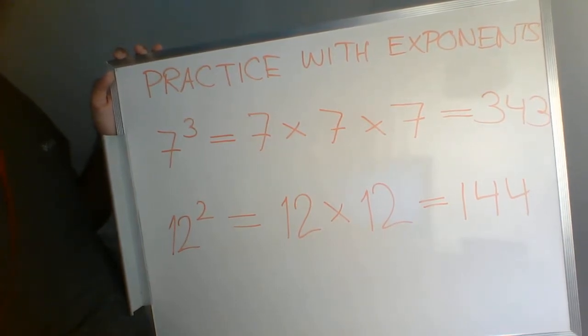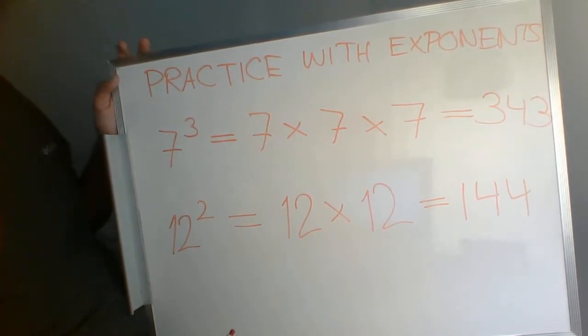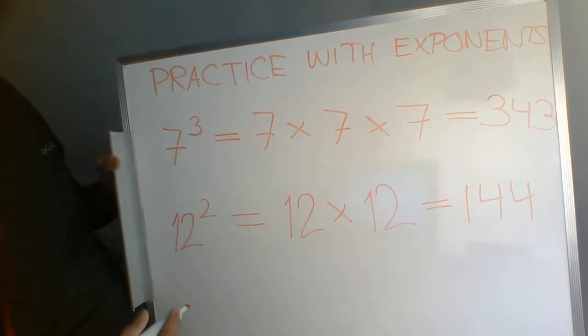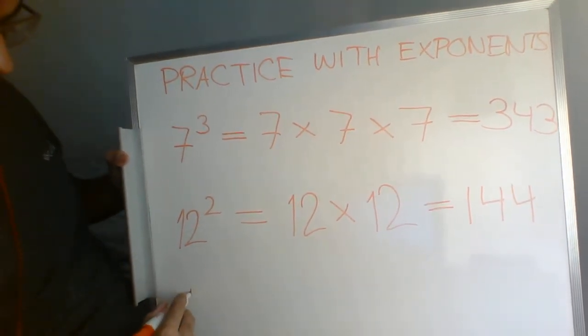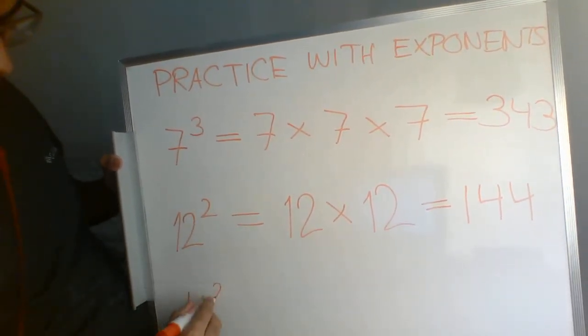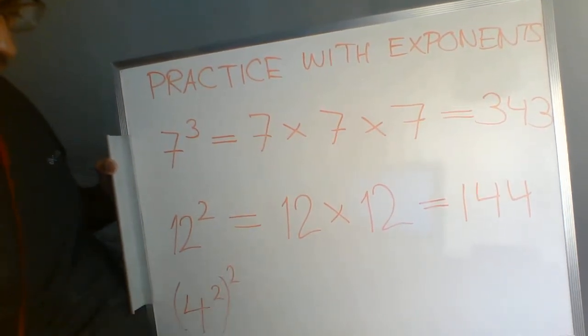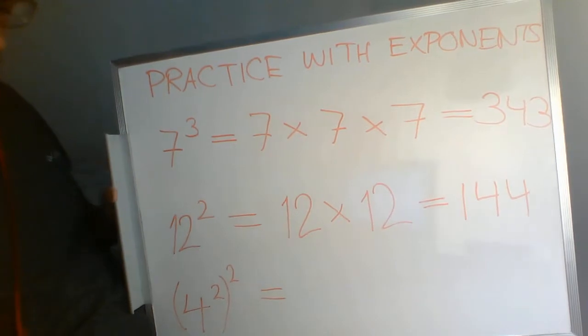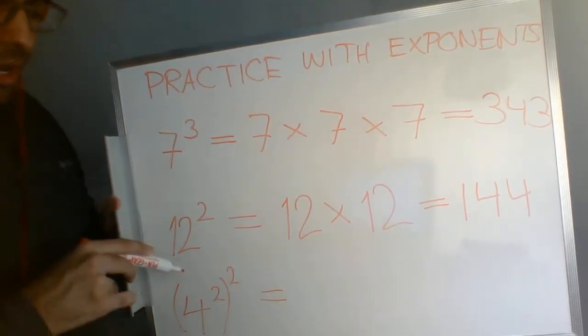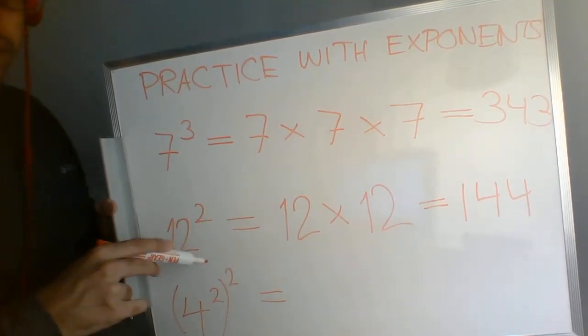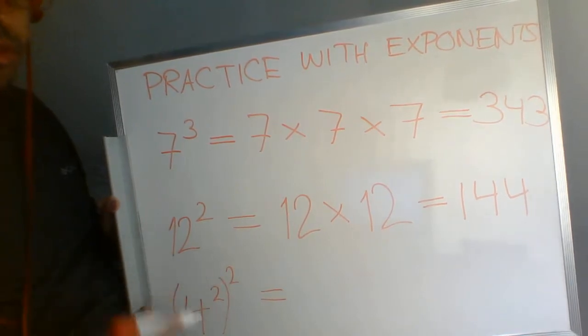This is sort of just to refresh your memory before we go on to something a little bit harder. And this one, let's change it up just a little bit. We'll use one of the rules that we talked about in the last video. So we're going to figure out 4 squared squared. So it's going to be 4 squared and then the whole thing squared.